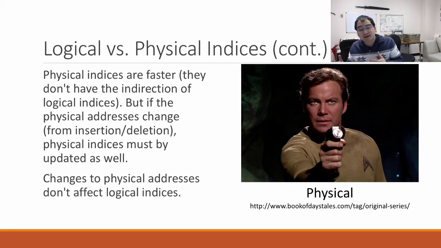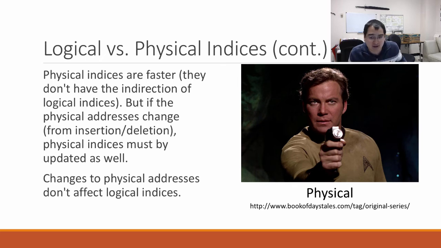However, the nice thing is that changes to physical addresses don't affect logical indices. If I just say, hey, the student who has the grade 2.7 points at the student ID Nahum Joss, even if that row moves around, it still has the same primary key, so it can still be looked up by its primary key. So that's not a problem.